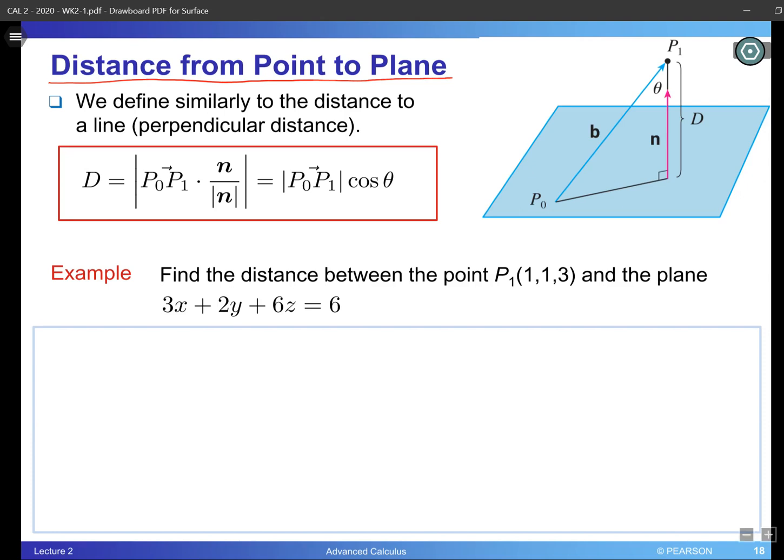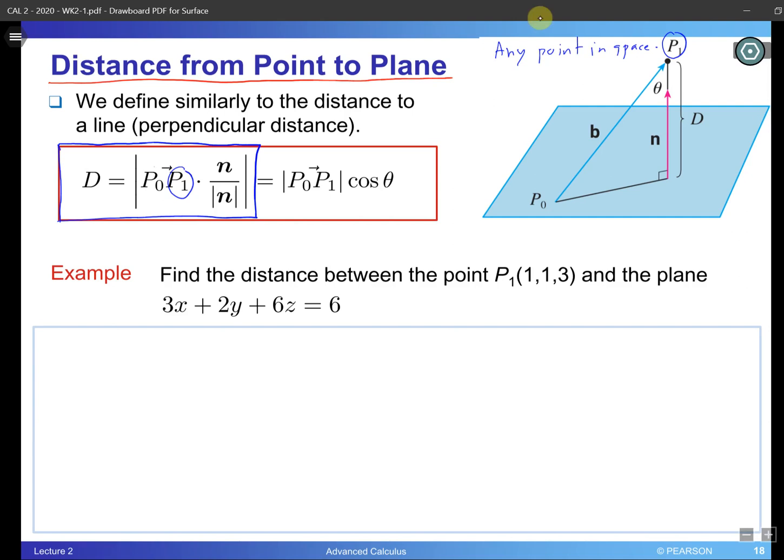So here is the formula that we need to use. D, the distance between point and the plane, is equal to the absolute value of P0P1 dot with n divided by its own size. Now let's take a look at what each of these represents. P1 right here is the point in space, any point in space. Just like before, when we worked on the distance from a point to a line, we used S, but this time it's written as P1, so let's use P1.